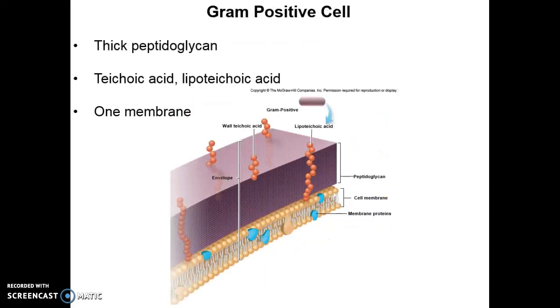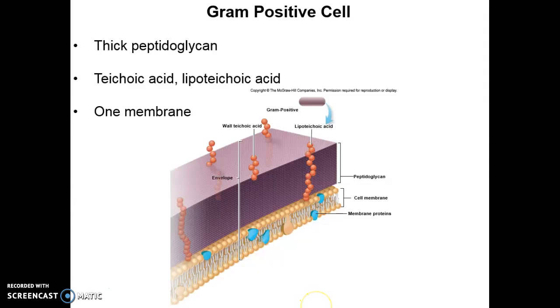Now, many years ago, a very long time ago, a scientist by the name of Hans Christian Gram developed what he called the Gram stain. And by doing the Gram stain, he was able to differentiate between 2 major groups of bacteria cells.